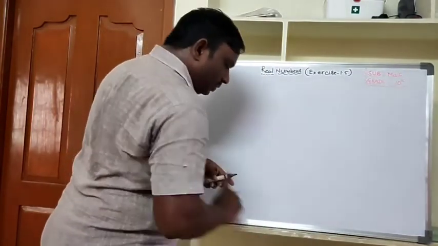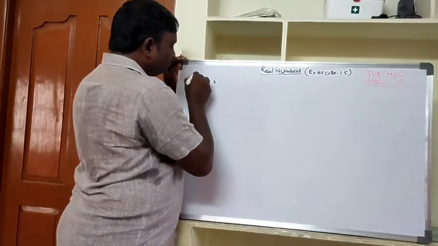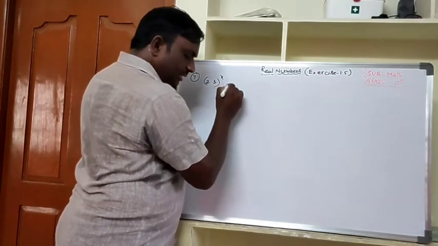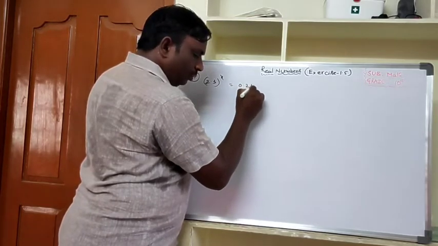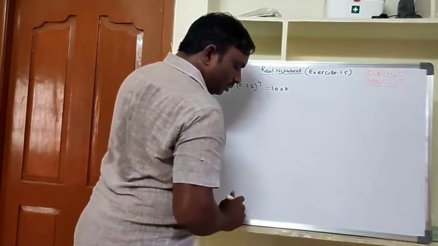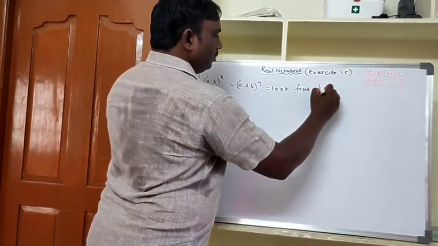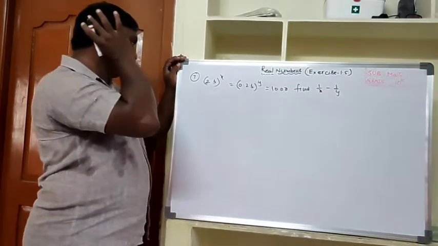If you go for the seventh question, that is also important. If 2.3 whole power x equal to 0.23 whole power y equal to 1000, then find the value of 1 by x minus 1 by y.